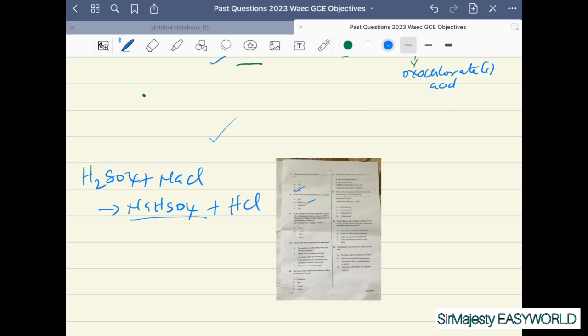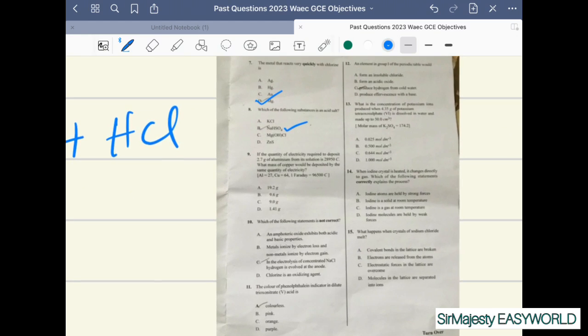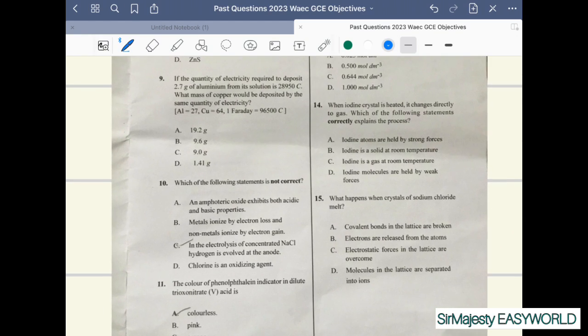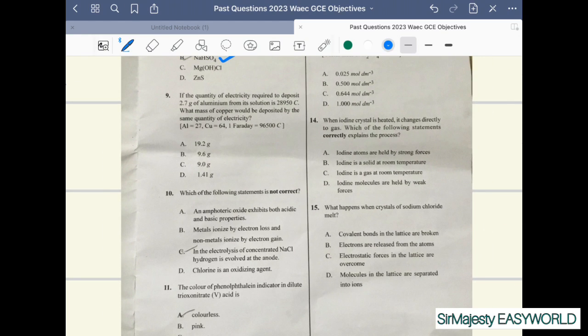Understood? Yes. Now let's go back to the question, and then number 9 says, if the quantity of electricity required to deposit 2.7 grams of aluminium from each solution is 28950 coulombs, what mass of copper would be deposited by the same quantity of electricity? So this one is Faraday's second law. You watch my video here on the cheats on how to solve Michael Faraday's second law. This one is second law.